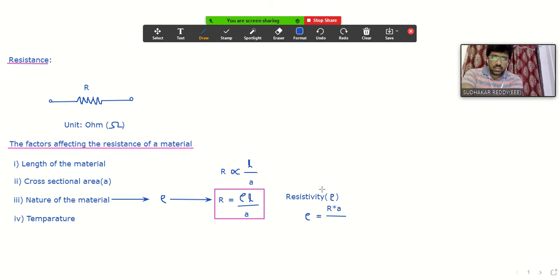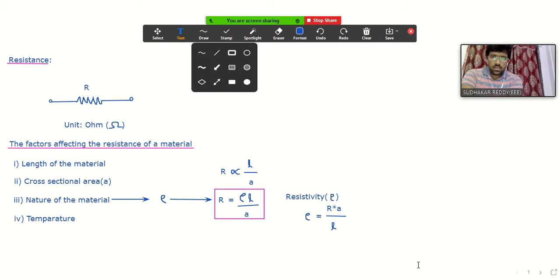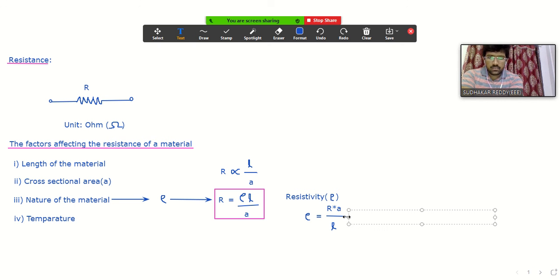So what is the unit for the resistance? Ohm, right? And what is the unit for the cross sectional area? Meter square. And what is the unit for length? Meters, right? Then what is the final unit for the resistivity? Observe here, I will write here.